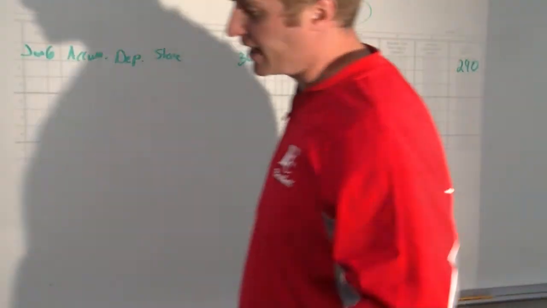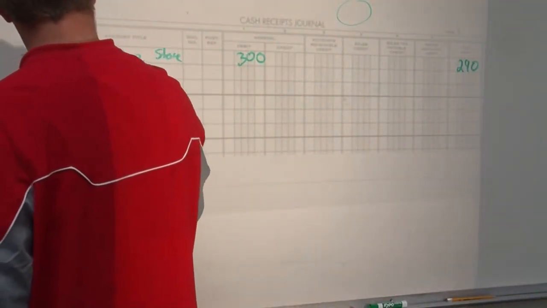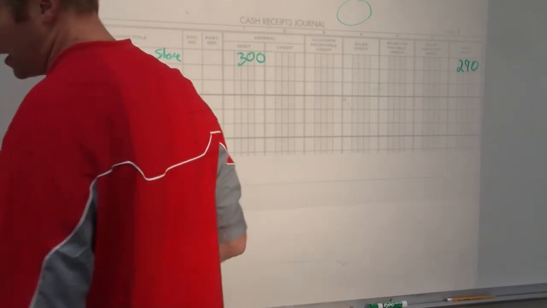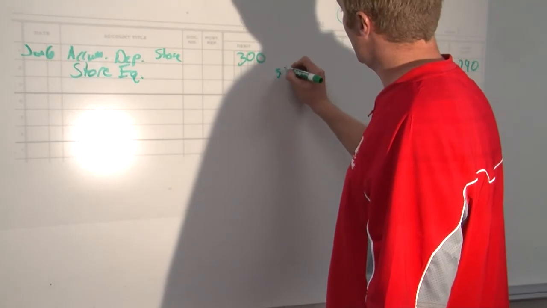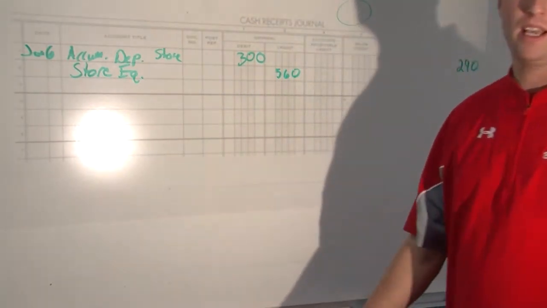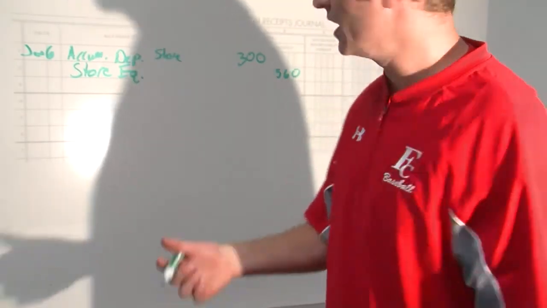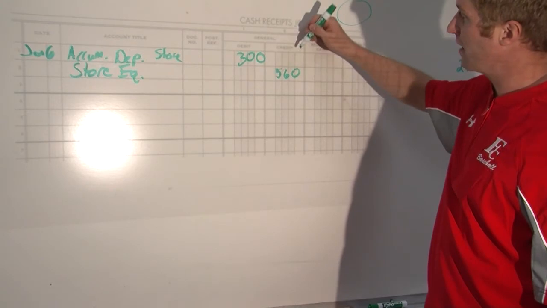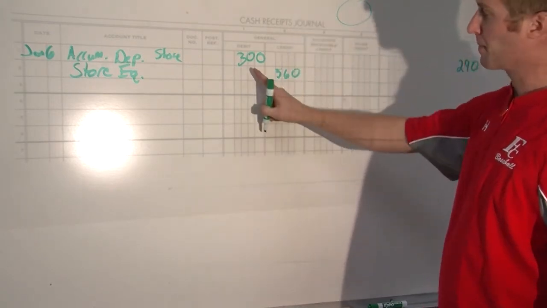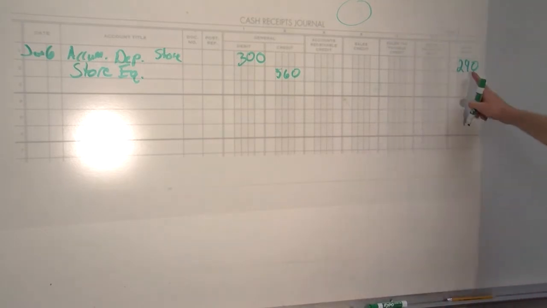So the next line is going to be store equipment. Again, this is what we bought it for, so you need to write $560 here in the credit. We are getting rid of it. An asset always has a debit balance. We sold it, so therefore we need to take it off our books. You need to put $560 in the credit. We depreciated it $300, and we sold it for $290.